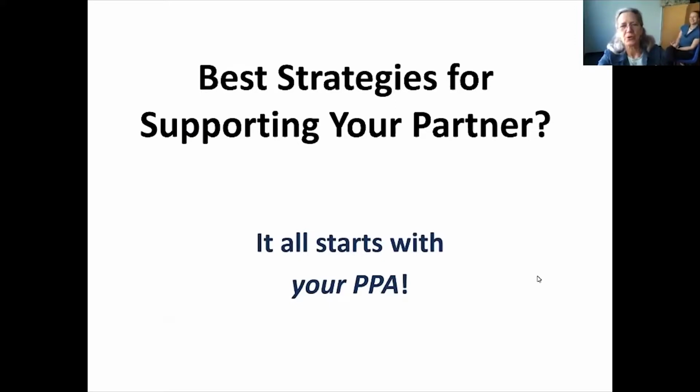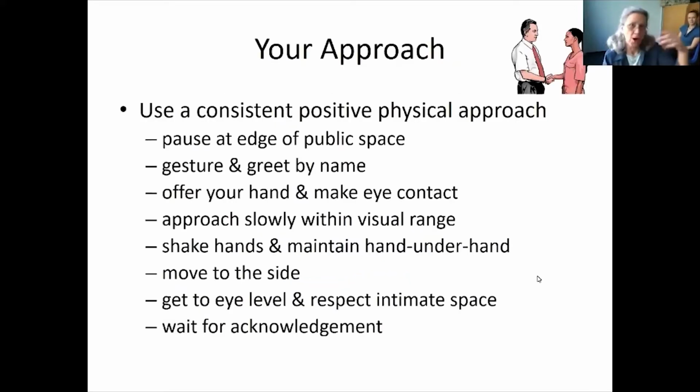So let's start with your PPA. And you all know the PPA, I'm sure, which is 6 feet out, you pause, you gesture, you greet by name, you offer your hand, you make eye contact, approach within visual range, you shake hands, maintain a hand under hand, move to the side, get to eye level, respect intimate space, and wait for their acknowledgement. Those are the guidelines, the rules of the road that you operate with.